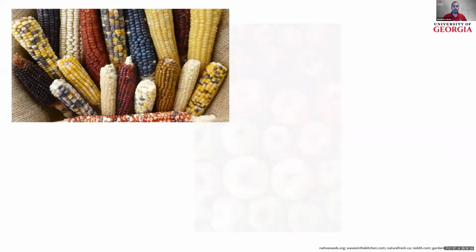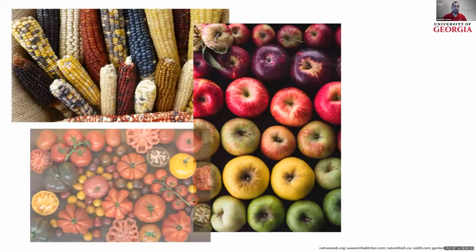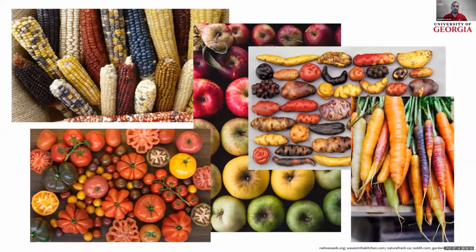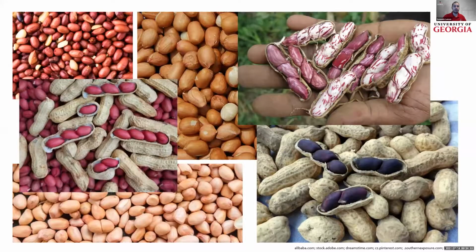And one of the things that I really like about being a plum breeder and working with crops is all this diversity, all these different shapes, colors, and sizes. And this genetic diversity is also present in peanut. Here, for example, you can see peanuts with different kernel colors.